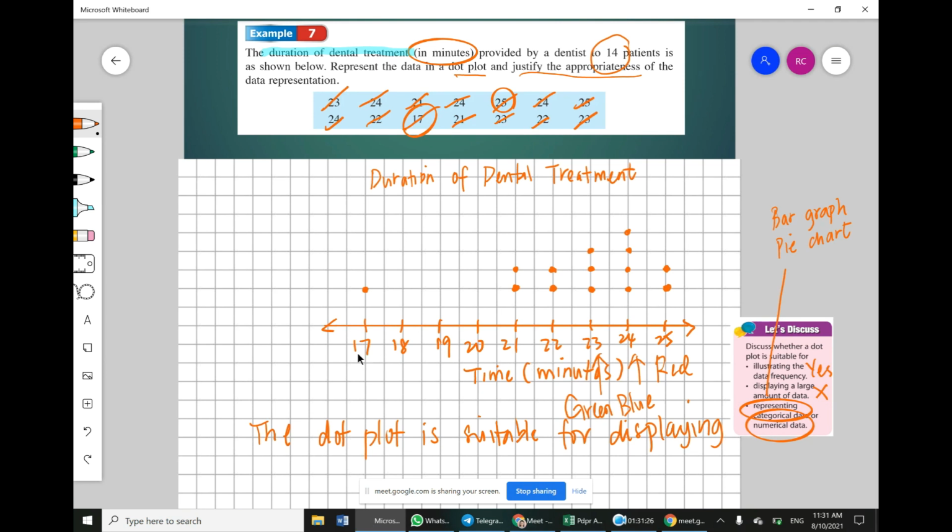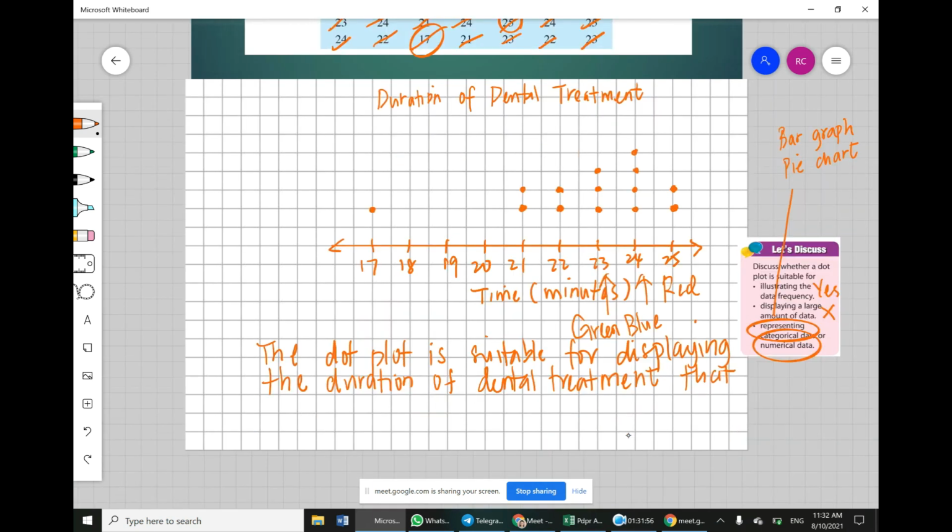For how long? For 25 minutes. 17 to 25. This is a range, right? So we are going to use the word range over here. The dot plot is suitable for displaying the duration of dental treatment that range. You know the meaning of range?